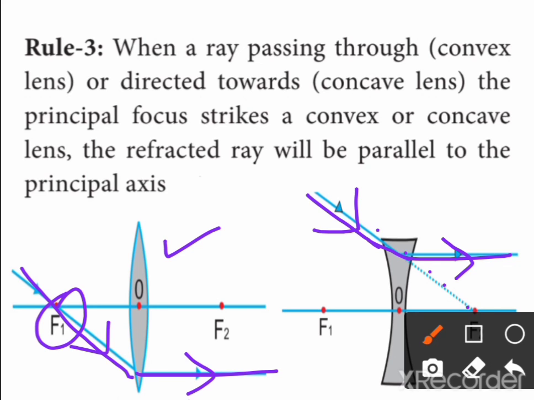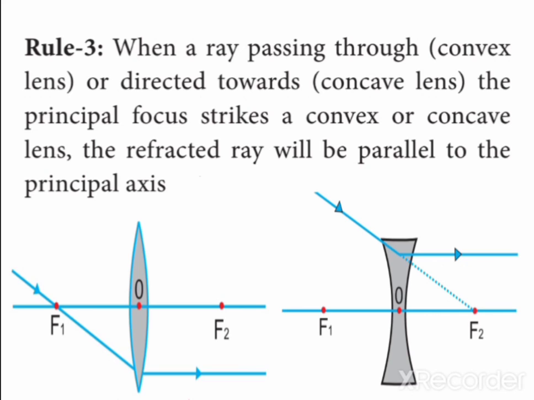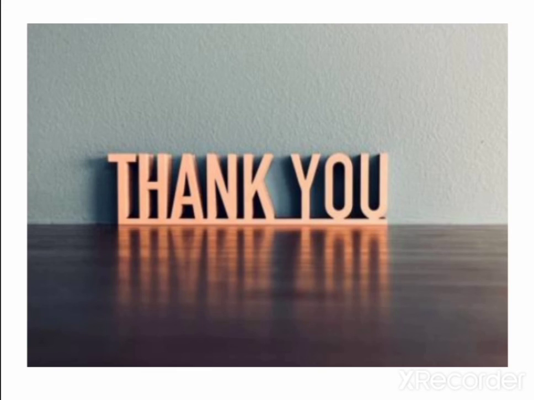Okay? So these are the three rules which you need to study the position, size and nature of the image. Only if we study and understand these three rules can we understand how an image is formed, and understand the size, position and nature of that image. Okay? Thank you.